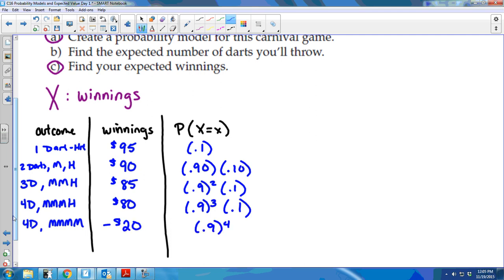Okay, and then I already have all of these typed out, because it takes forever to type things on my calculator, on my screen.